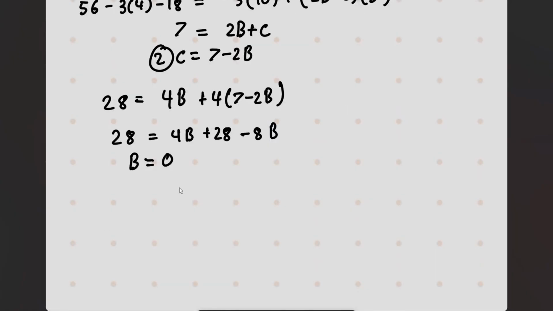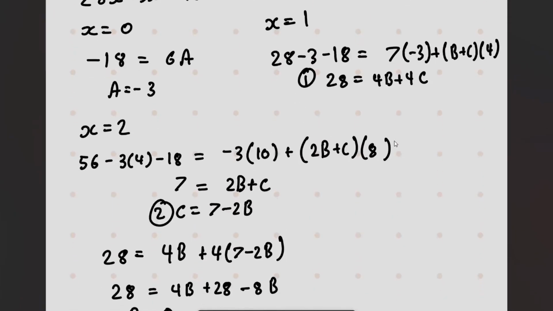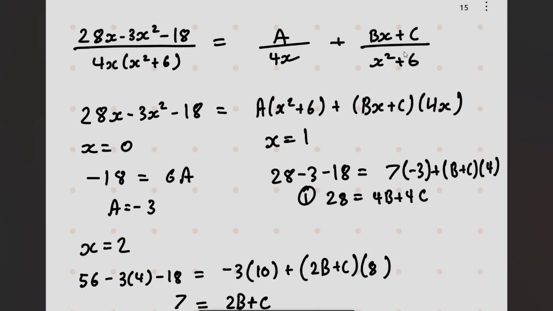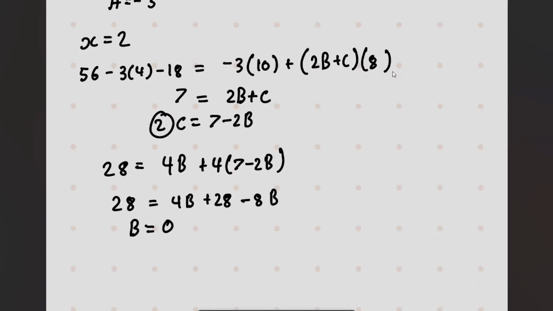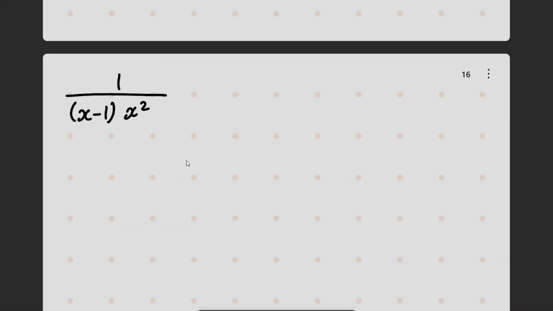as you notice, you can get b is equal to 0 in type 3 questions. So now we're going to have to find c, because it means that c is the only thing that exists over there. So in that case, you're going to get c is equal to 7 because of this expression. So we're going to take a look at type 2 of decomposing into partial fractions.